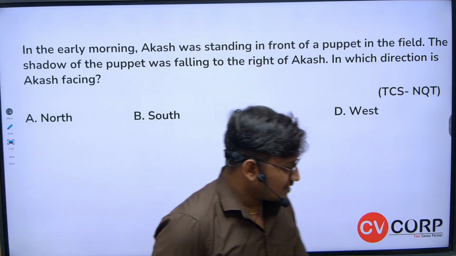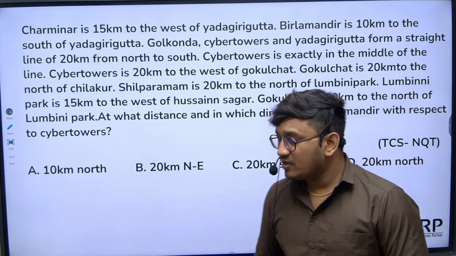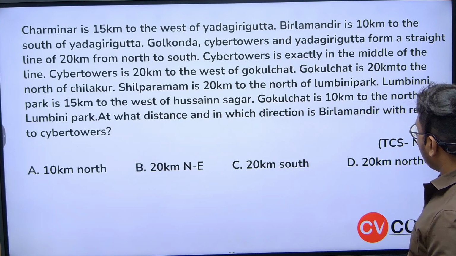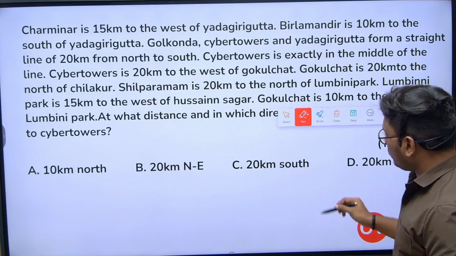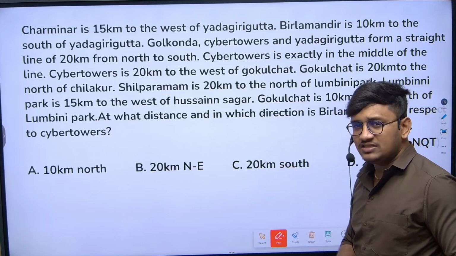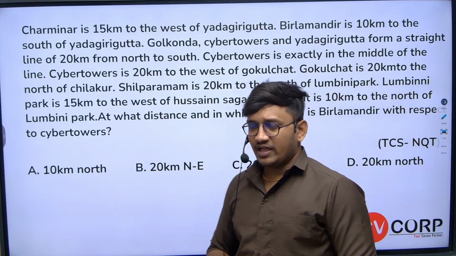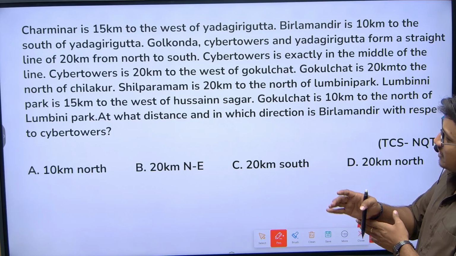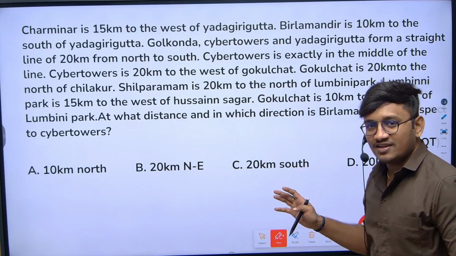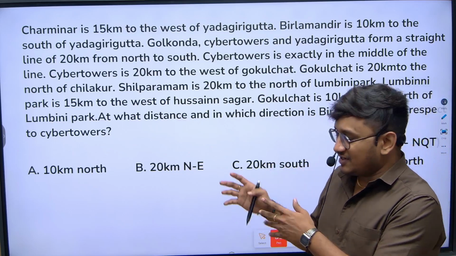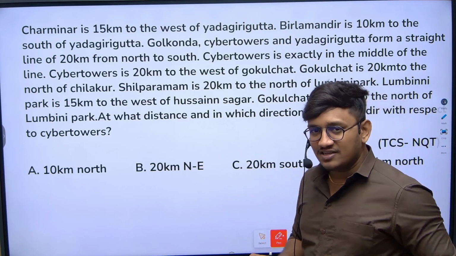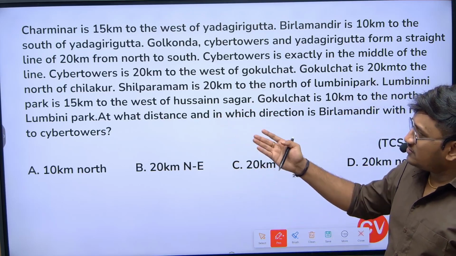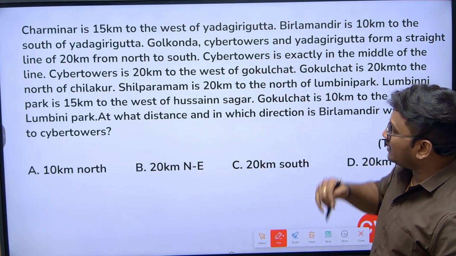Now the next one. I think exactly the same question was asked in the 2023 TCS NQT, I guess. If you observe, they covered almost all the areas in Hyderabad. In the entire concept of directions, they covered the entire Hyderabad areas. So let's say Charminar is 15 kilometers to the west of Yadagiri Gutta.